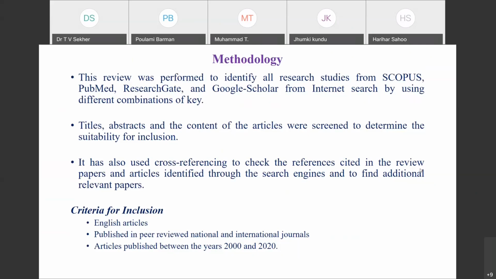Cross-referencing was also used to check the references cited in the review papers and articles identified through the search engines and to find additional relevant papers. So the review employed a systematic search of all relevant studies meeting the specific inclusion and exclusion criteria. The inclusion criteria were limited to peer-reviewed national and international journals. The relevant literature was chosen to represent articles published during 2000 to 2020. Conference proceedings, posters, and oral presentations have been excluded from this study.